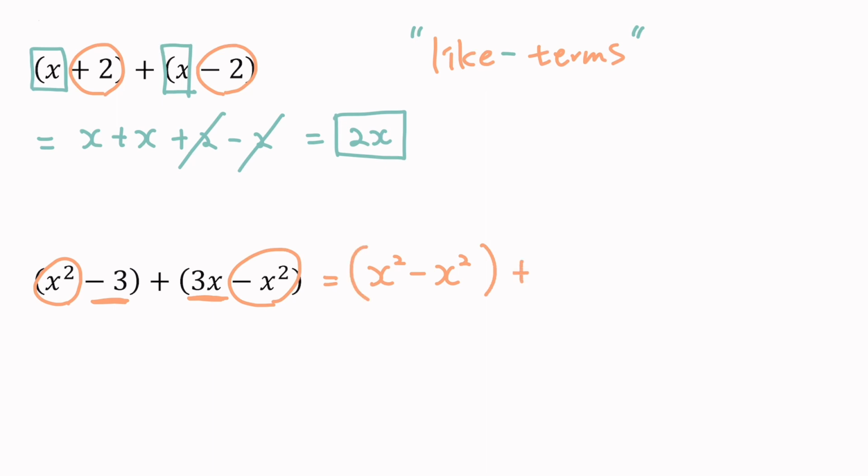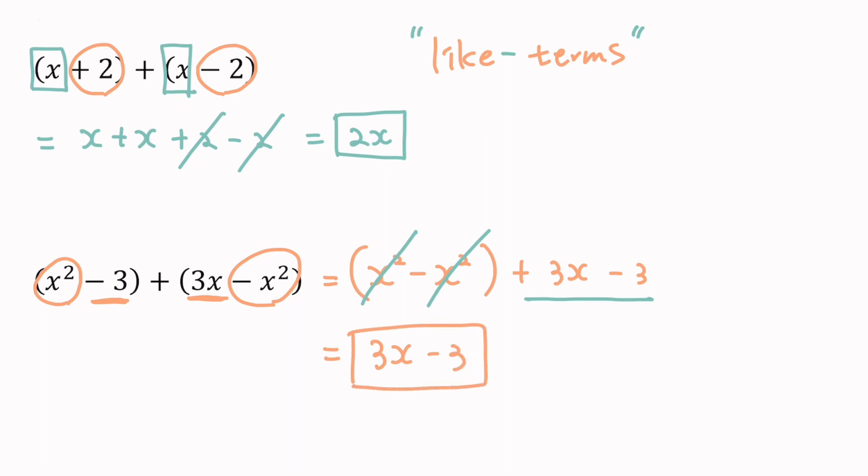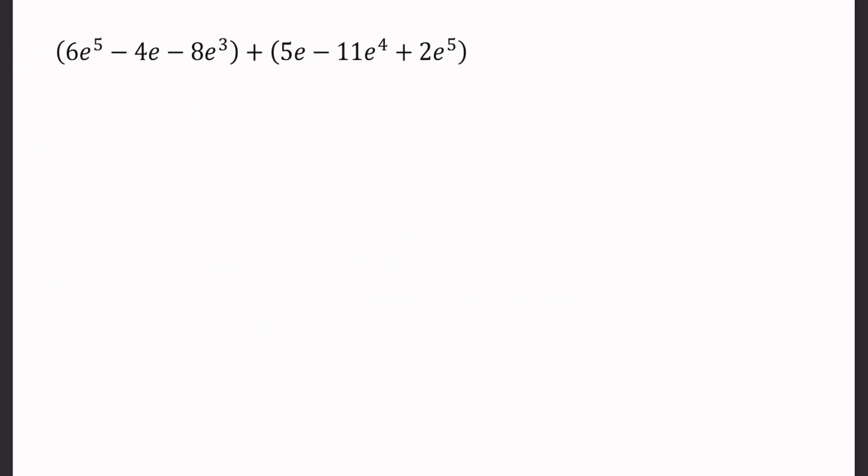And then I have 3x, and then I have negative 3, sorry. And the first part gets eliminated, becomes 0. All there's left for me to do is write 3x minus 3, and that'll be my final answer. Now, let's finally move on to our original problem.